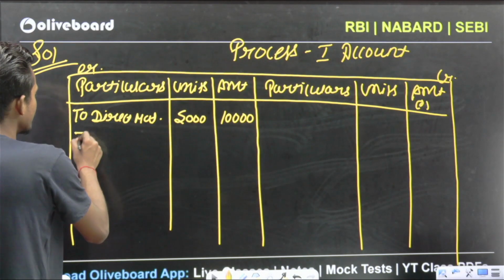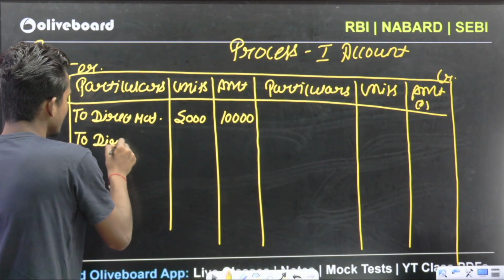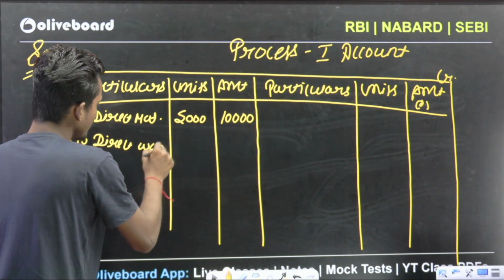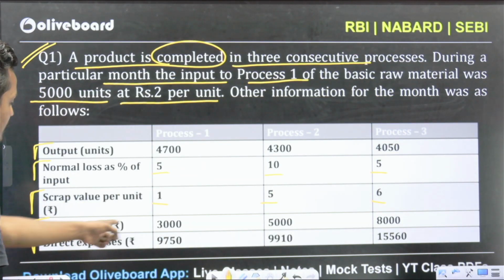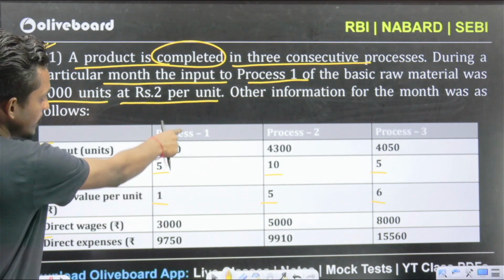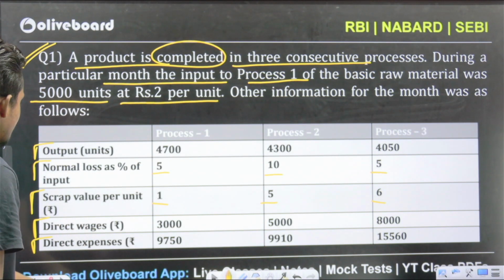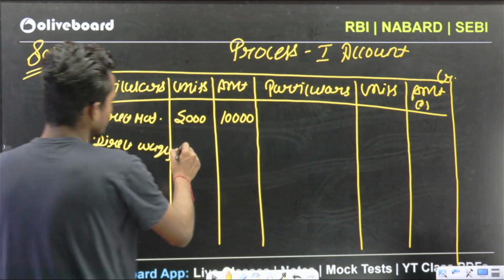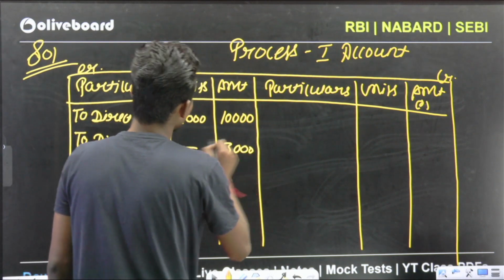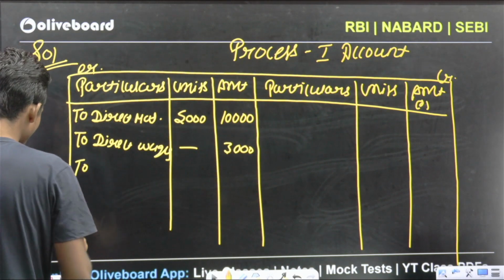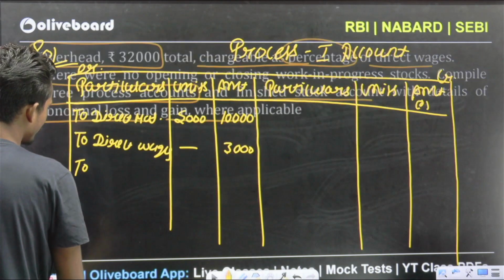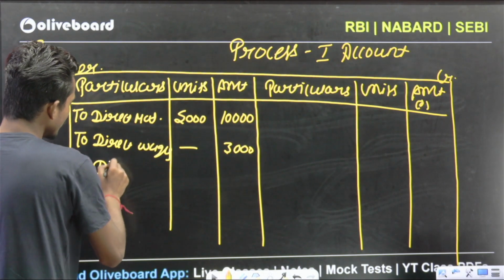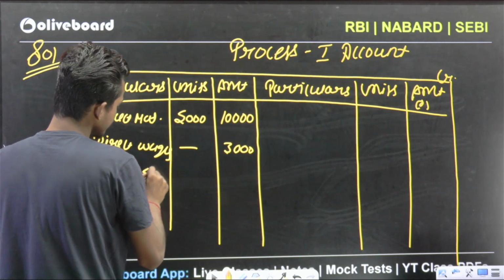Next we have the direct wages. What amount of direct wages do you have? You can simply write down 3,000 in the process account 1, that is the direct wages. So 3,000 of cost. Next I have other expenses. Now your direct expenses is 9,750.